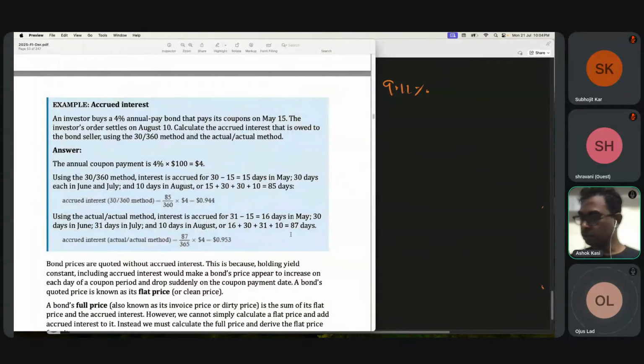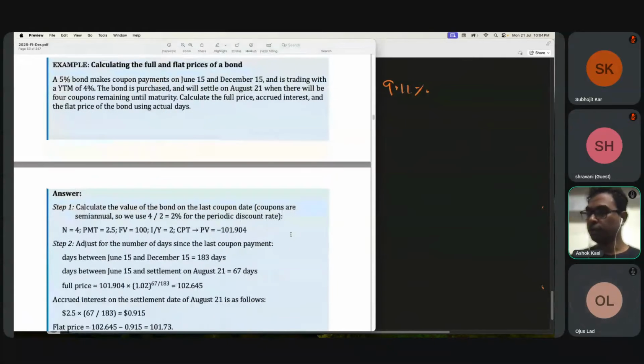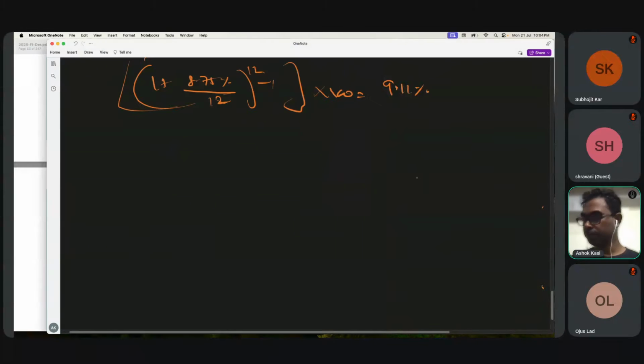The next one, we have done this, right? Accrued interest, flat price. Now calculating full and flat price of the bond. Full price means dirty price, flat is clean price. The 5% bond makes coupon payments on June 15 and December 15. So that means, what do you understand with this line? It is a semi-annual bond. June and December 15 is a 6 months gap.